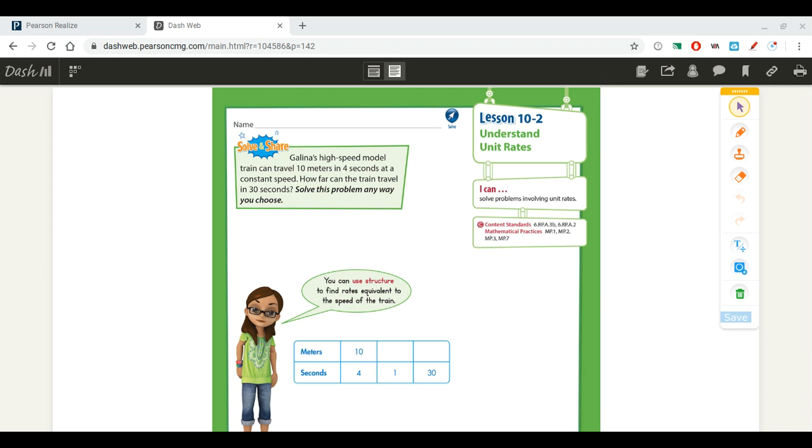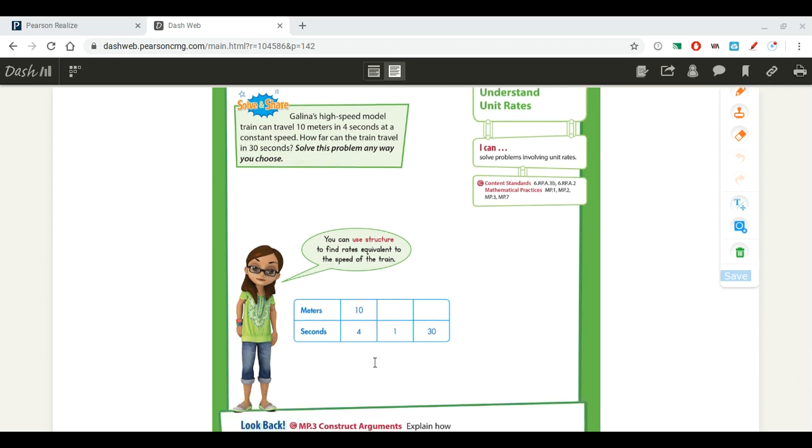So if we take a look at our solve and share, it says Galena's high-speed model train can travel 10 meters in 4 seconds at a constant speed. How far can the train travel in 30 seconds? And so you'll notice that if we look at this table, I have for seconds, I have 4, 1, and 30. And so the very first thing I'm going to do is I'm going to find the unit rate.